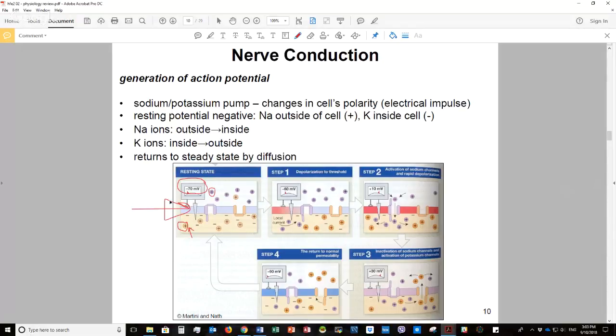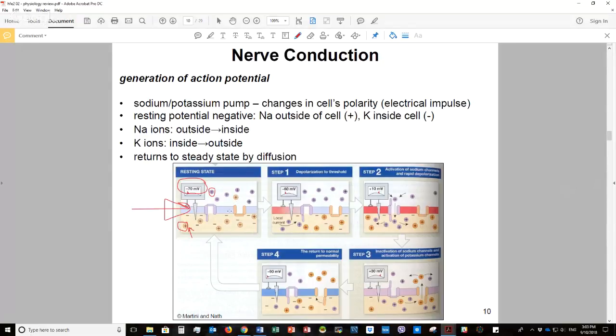And that is called the resting potential for this neuron. So the neuron membrane is lined with sodium potassium pumps, and we'll talk about that a little bit more in a minute, but those pumps are designed to move these around.